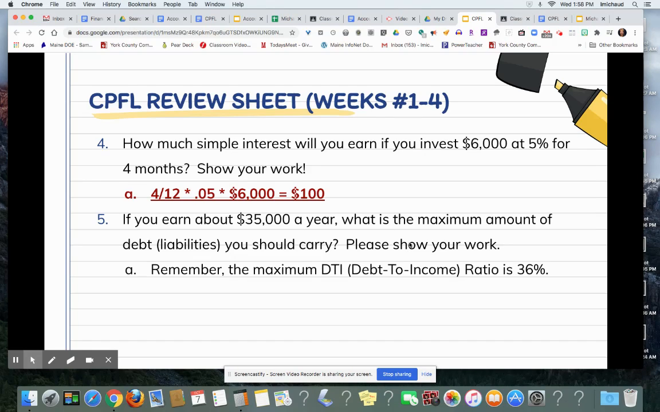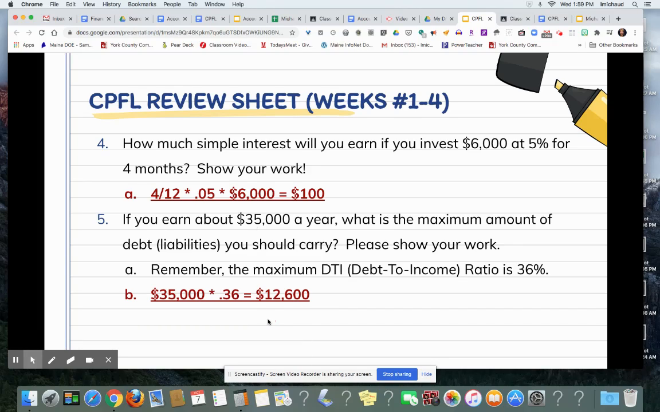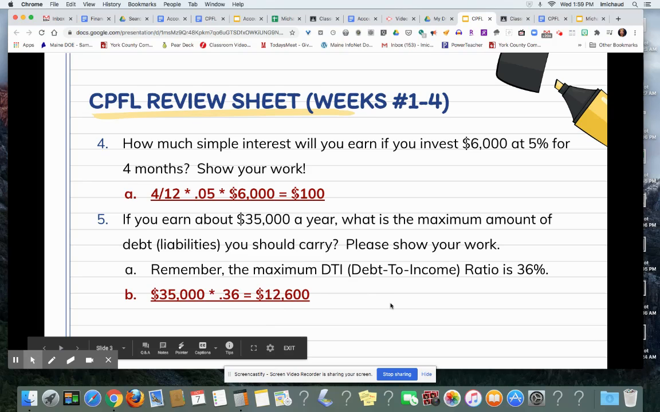Okay, so we did this on the credit worksheet. If you earn about $35,000 a year, what is the maximum amount of debt or liabilities you should carry? Please show your work. So the first thing you need to do is remember that the maximum DTI, debt to income ratio, is 36%. Okay, so basically you want to take 36% of 35,000. When you take a percent of a number, you multiply. So 35,000 times 0.36, so the maximum annual debt should be $12,600. Make sure you show your work on your handout. Pause this screencast as needed.